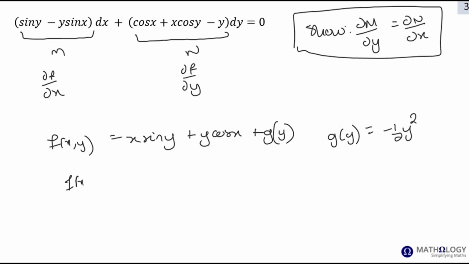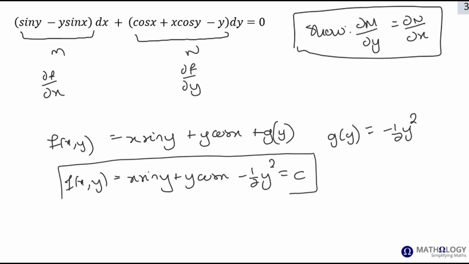So the function f equals x sin y plus y cos x minus a half y squared. And what we want to do is just check the solution. So if you put that equal to c, then this would be the solution. But we just want to find the partials of f with respect to x and y and check that we get this differential equation. So the partial of f with respect to x, sin y is a constant.